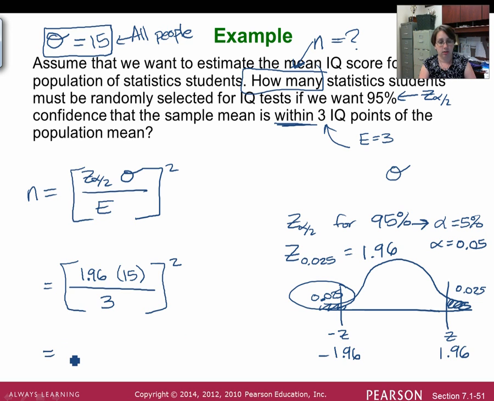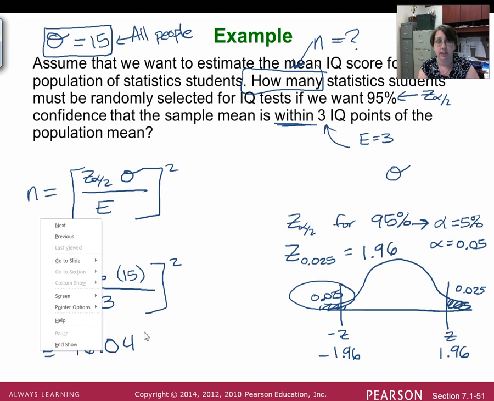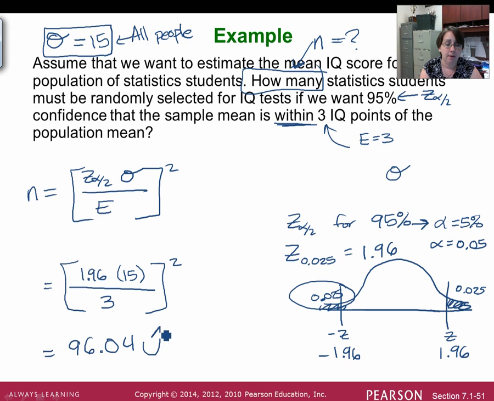Alright, calculator. 96.04. Now, remember, this is a sample size. Are you going to go and sample 96.04 statistics students? No, you can't sample 0.04 of a student. That's not legal. I mean, you'd have to cut a body part off and say, here, this is... No, you don't do that. You always round up. So we would actually need to sample 97 students to get a good estimate with 95% confidence that we're within 3 IQ points of the actual mean.